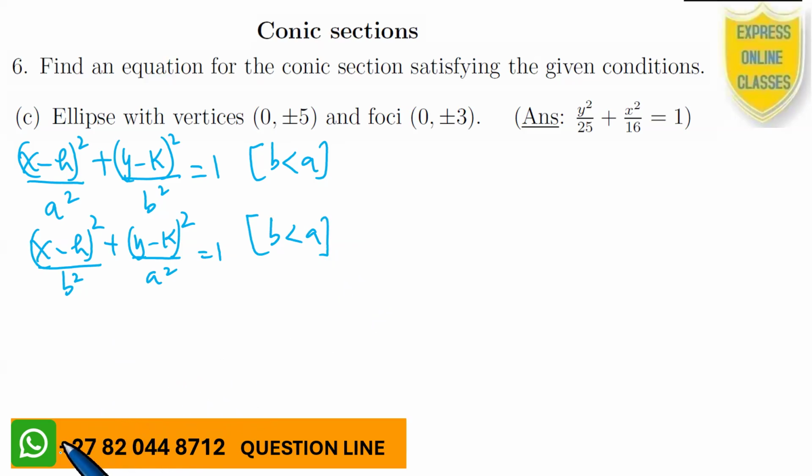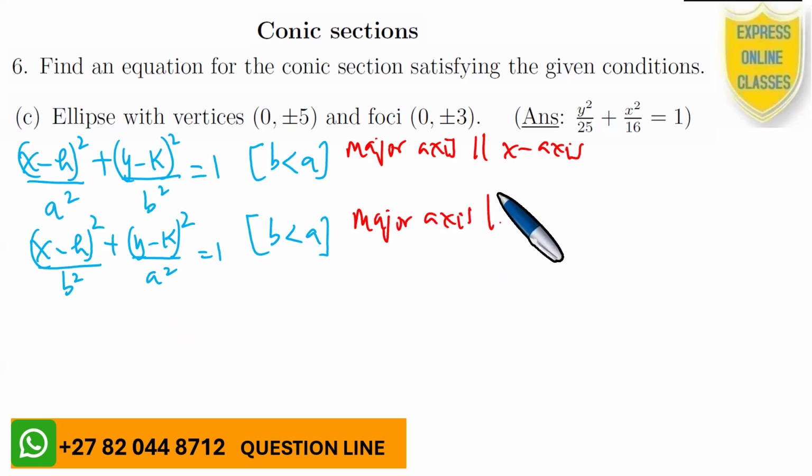What is the difference between these two equations? Again, we are back with the ellipse. What is the difference between these two equations now? Because we must think very, very carefully. So now the actual difference between the equations is that here the major axis is always parallel to the x-axis. How do we know? Because a is below x. Okay, the major axis is parallel to the y-axis here. Okay, like that. All right.